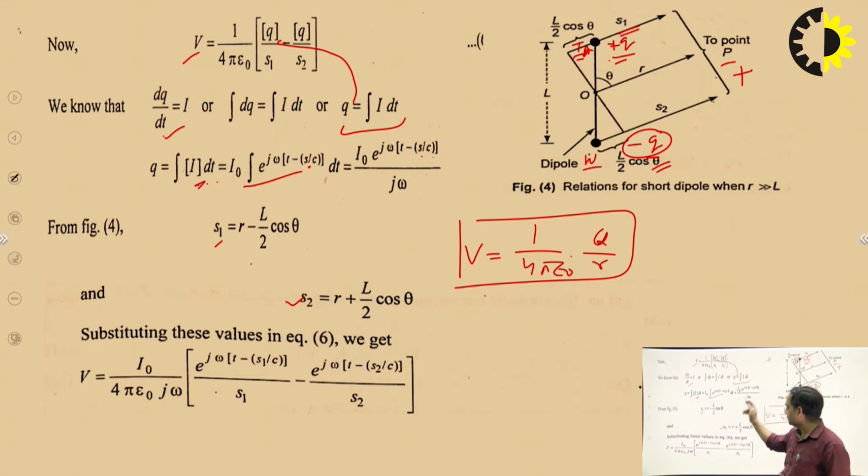So when we put the values of s1 and s2 into this equation, the potential will be equal to this much: V is equal to I naught upon 4 pi epsilon naught j omega, and e to the power j omega (t minus s1 upon c).